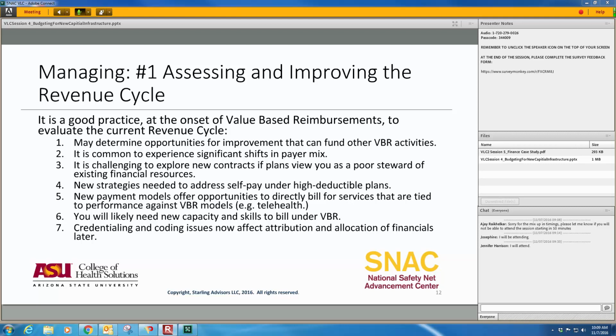All of that to us suggests a need to look at the revenue cycle, make sure it's functioning effectively, and make sure there's not opportunity being left on the table.